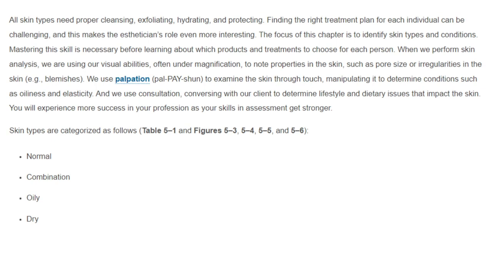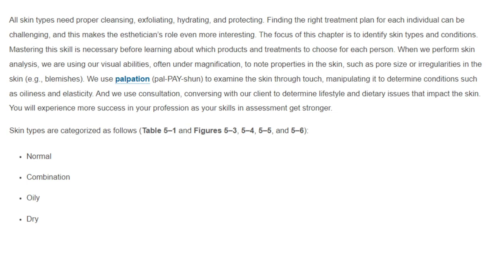When we perform skin analysis, we are using our visual abilities, often under magnification, to note properties in the skin, such as pore size or irregularities in the skin, for example, blemishes. We use palpation to examine the skin through touch, manipulating it to determine conditions such as oiliness and elasticity. And we use consultation, conversing with our client to determine lifestyle and dietary issues that impact the skin. You will experience more success in your profession as your skills in assessment get stronger.